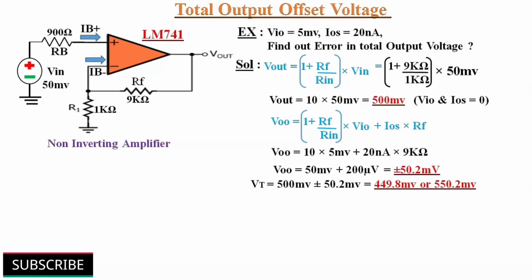That's all about input bias current and input offset current of op-amp and their calculations.